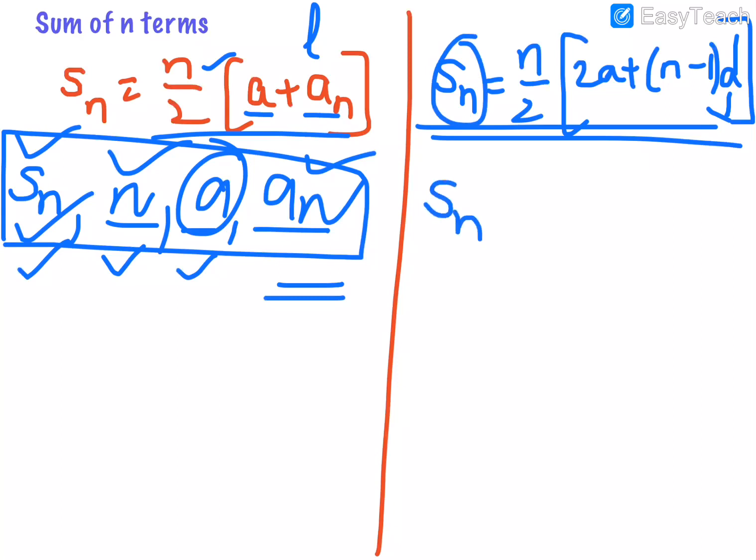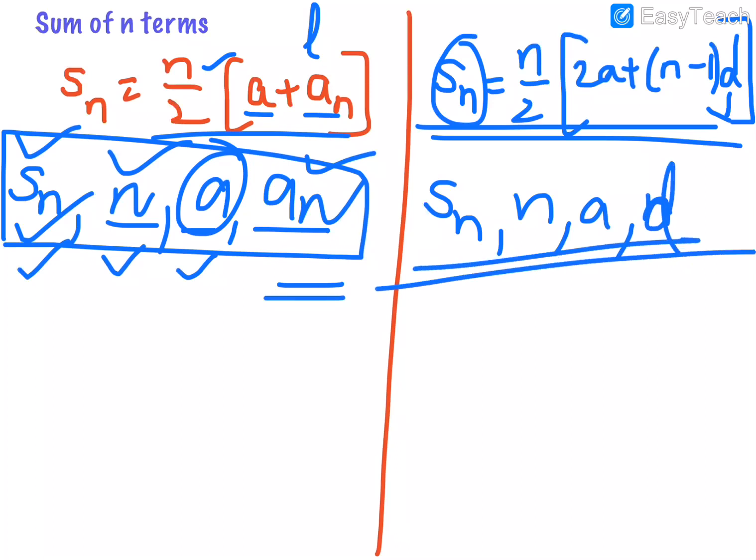In this case here, Sn, n, a, d. So here also we have four things. Out of these four we may get three, and we'll be asked to find out the fourth one. And we may have to use other techniques that we have learned in exercise number 1 also. So let's directly go to the questions.